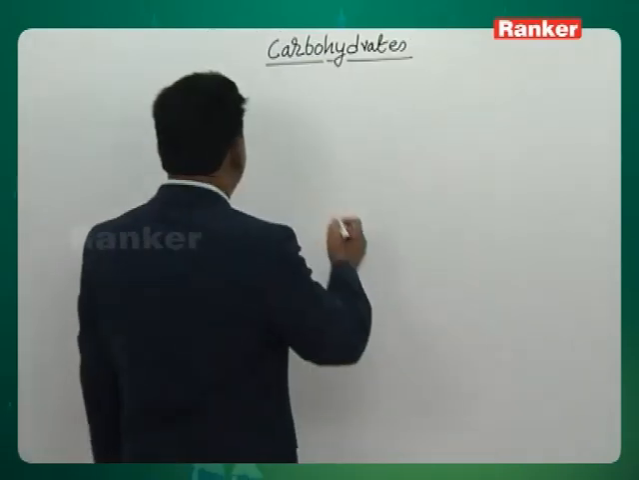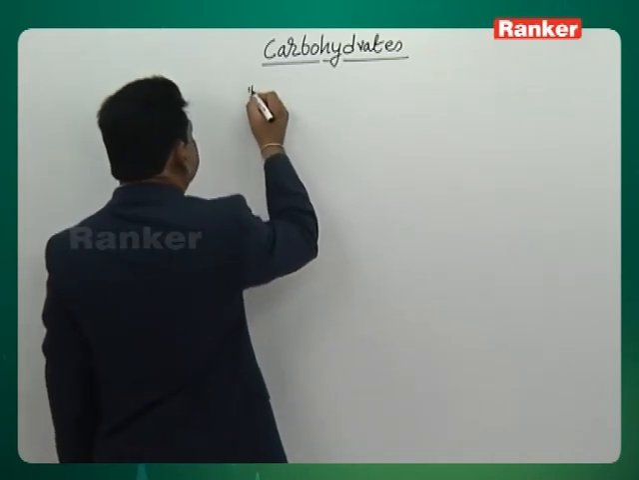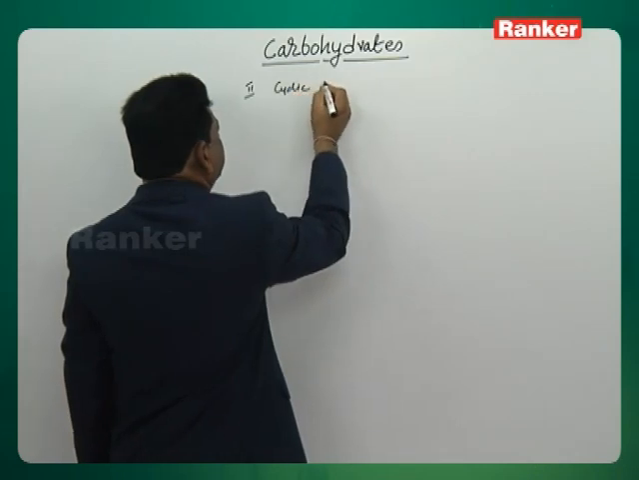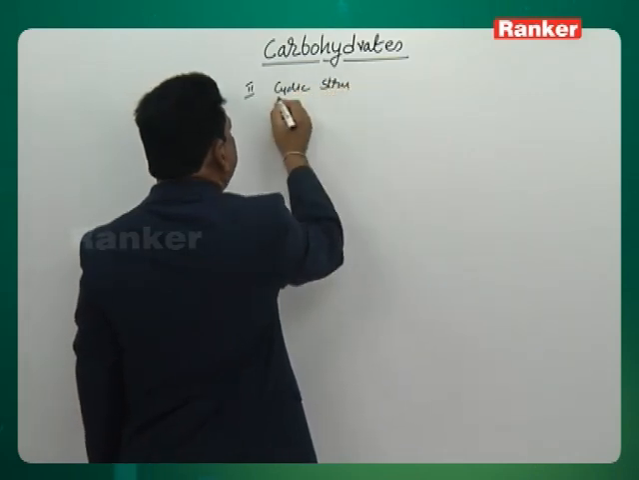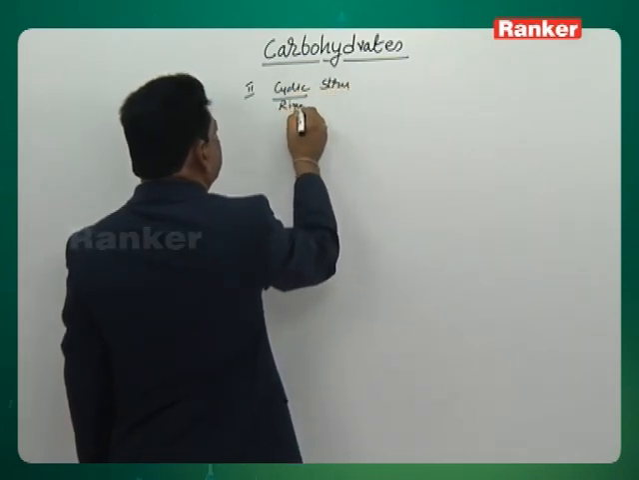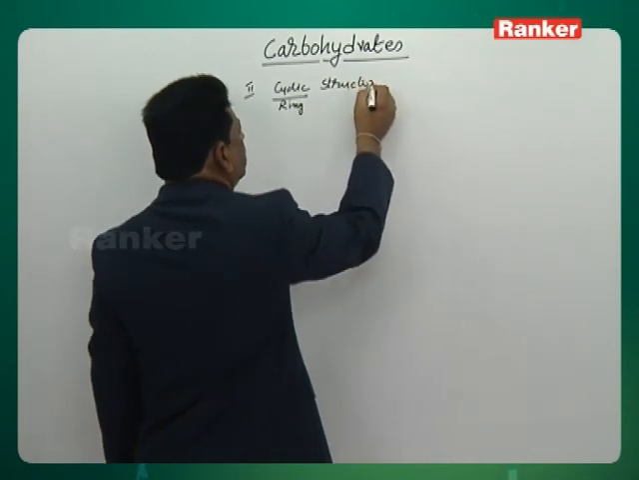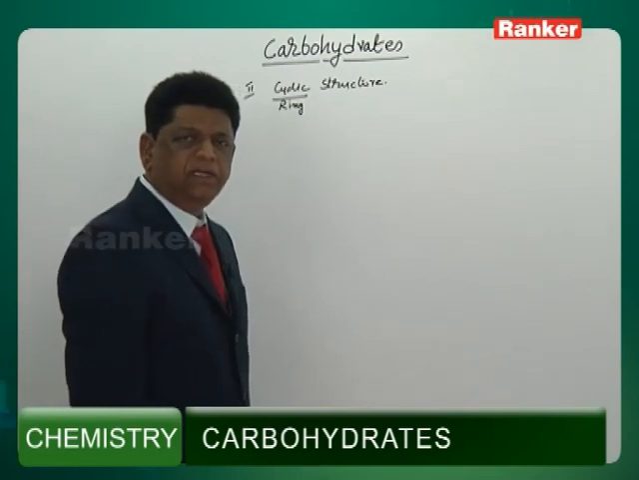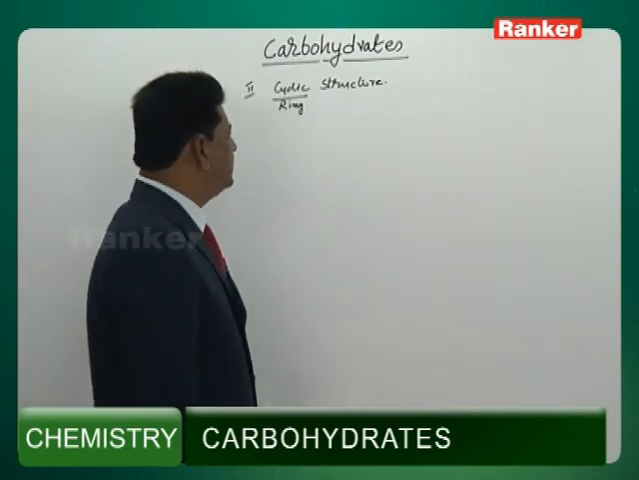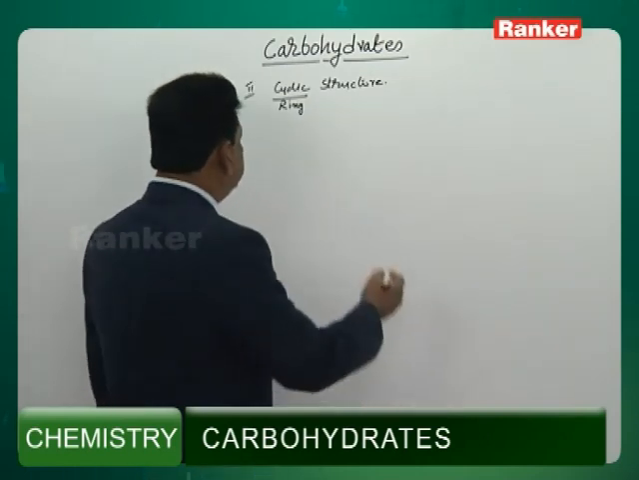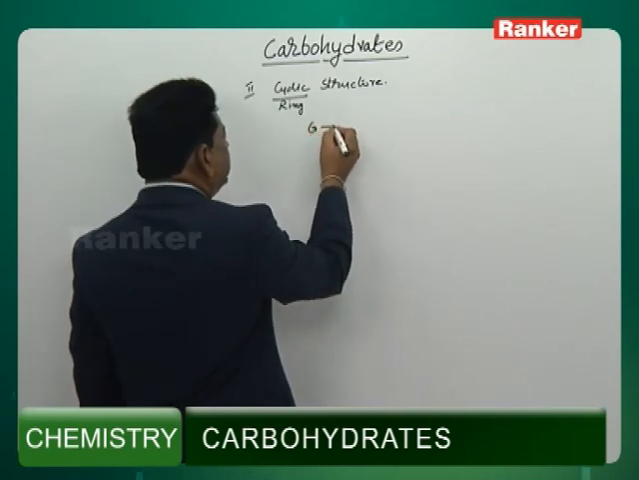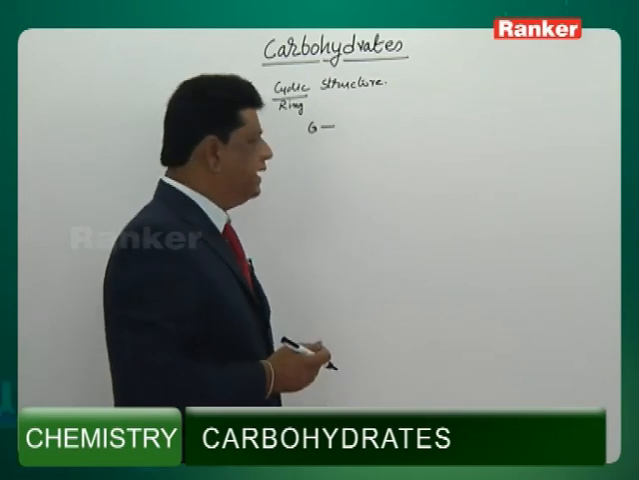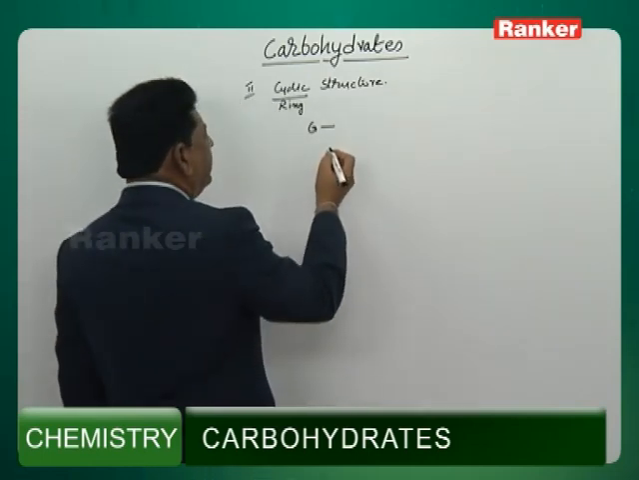Now, let us go to the second part of the structure of glucose, that is called the cyclic structure or ring structure of glucose. Already we have established the structure nicely. What is the necessity to go for this cyclic structure? Glucose is showing some mysterious properties which cannot be easily explained.